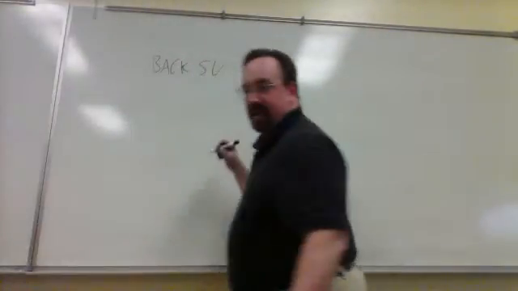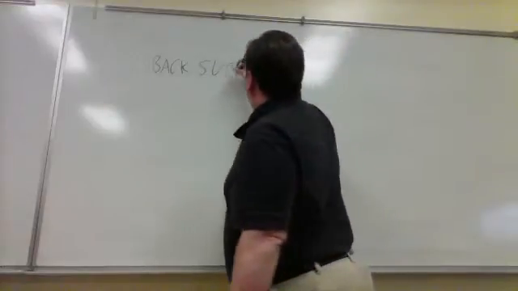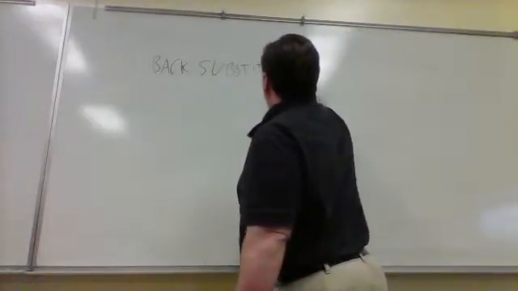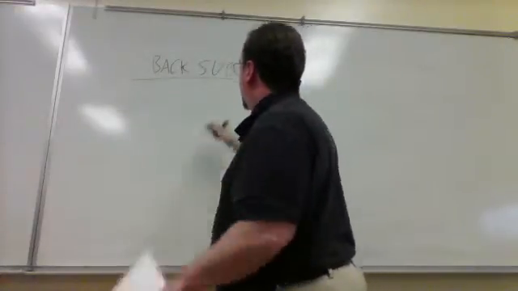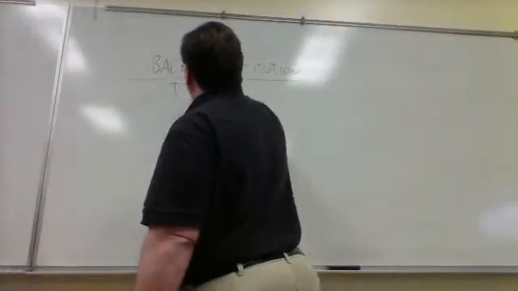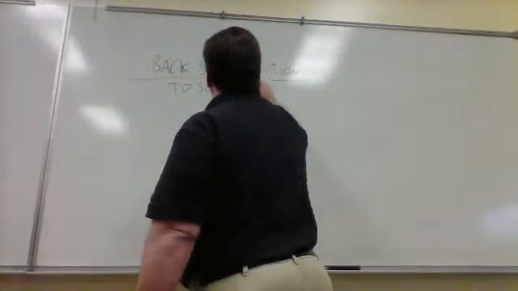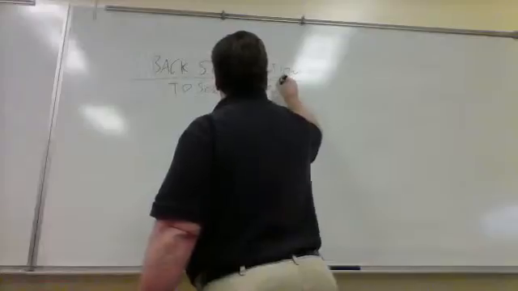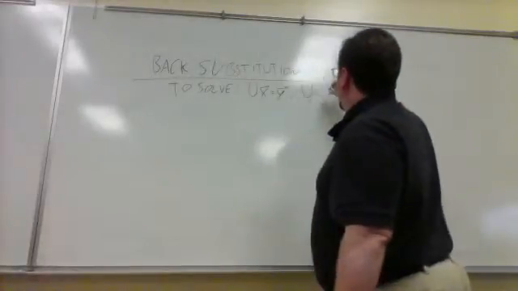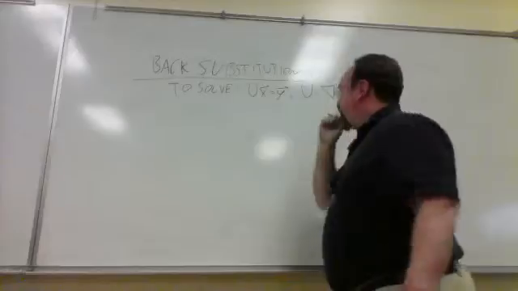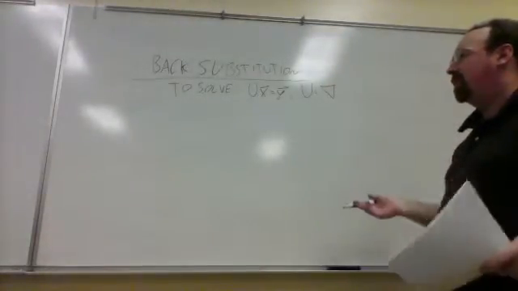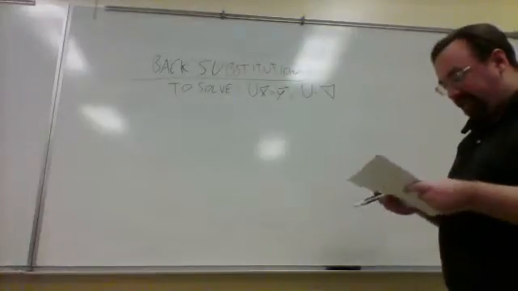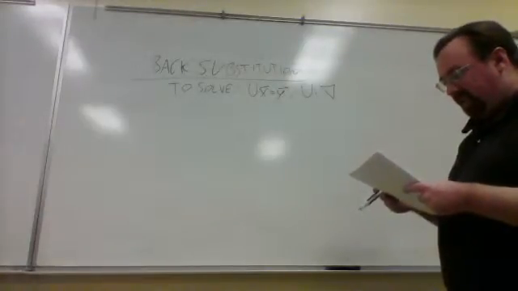Okay. All right. Back substitution. This is meant to solve the equation u times x is equal to y, where u is a given upper triangular matrix and y is a given vector that comes from applying all the row operations to b.